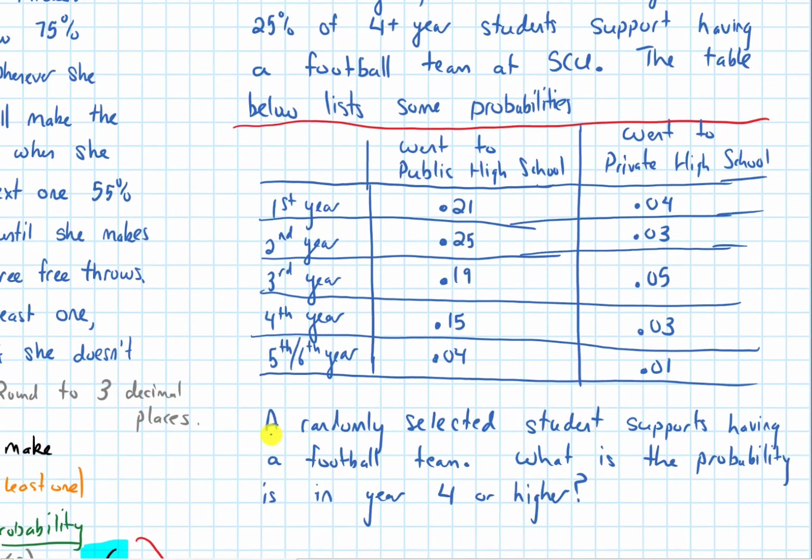And then the question says, a randomly selected student supports having a football team. What is the probability that she is in year 4 or higher?